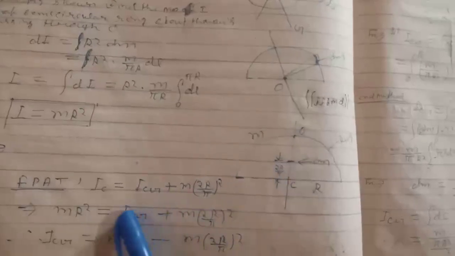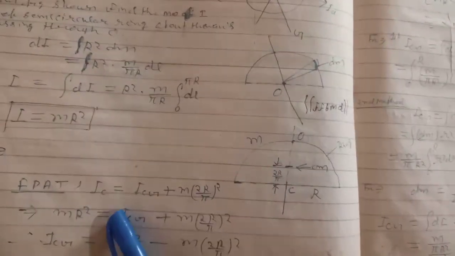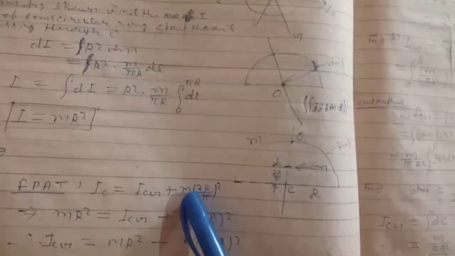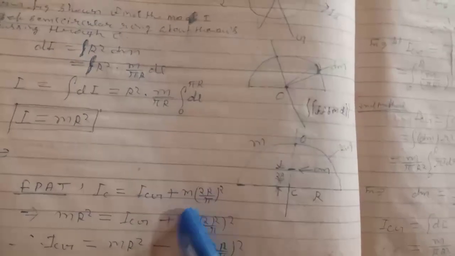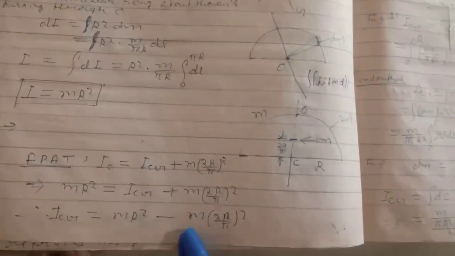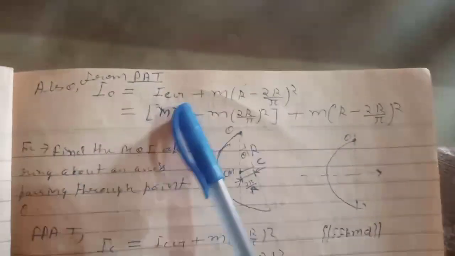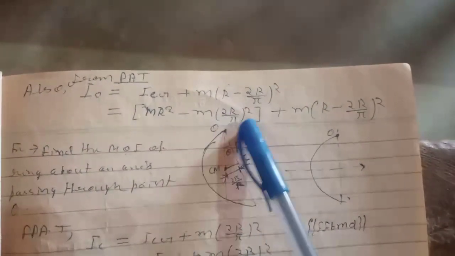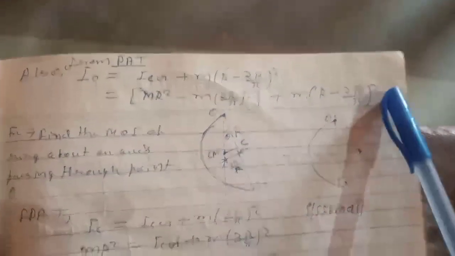Here from the parallel axis theorem, IC equals ICG plus m into (2r by pi) whole square. So mr square equals ICG plus m into (2r by pi) whole square, therefore ICG equals mr square minus m into (2r by pi) whole square. Again from the parallel axis theorem, IO equals ICG plus m into (r minus 2r by pi) whole square, that is mr square minus m into (2r by pi) whole square plus m into (r minus 2r by pi) whole square.